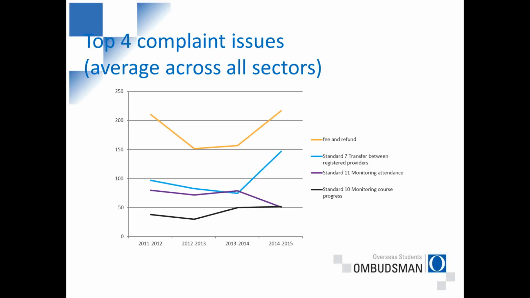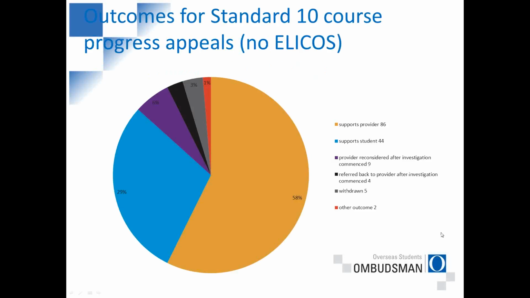So they are the top 4 things that we get contacted from students to either make a complaint or to lodge an external appeal. So the outcomes, now this does not include ELICOS, because in researching for this webinar I discovered we actually have not had any course progress external appeals for students in an ELICOS course. So that's quite interesting. But for the other sectors, in terms of what our outcomes are, in the majority of cases we have found that providers have followed Standard 10 and their course progress policy correctly, and that they are required to report the student.